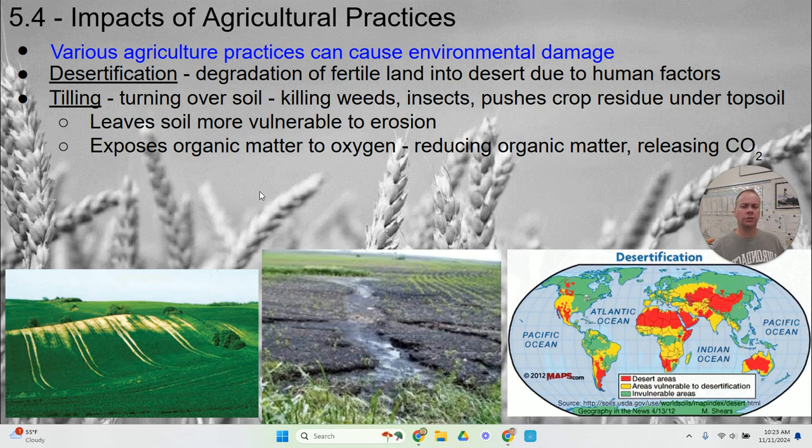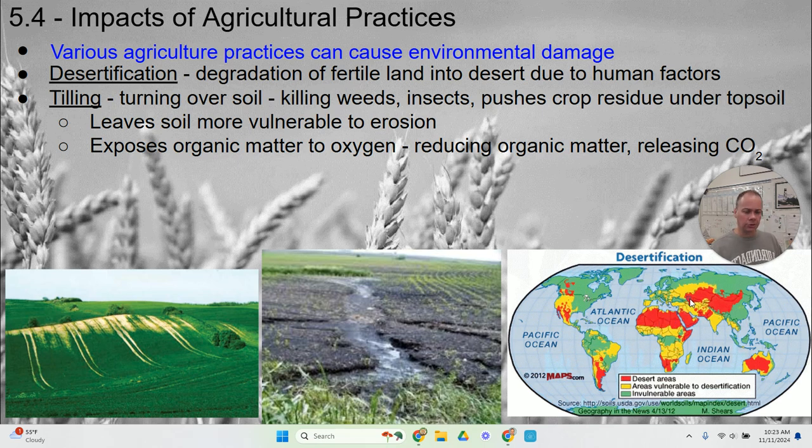One concept is desertification. This is when land that was fertile, because of improper agricultural practices, can start to become vulnerable to turning into desert areas. And so what we see, these areas typically surround the deserts that are present naturally due to climate, like we've talked about in the southwest of the U.S. or in Africa or Asia and Australia.